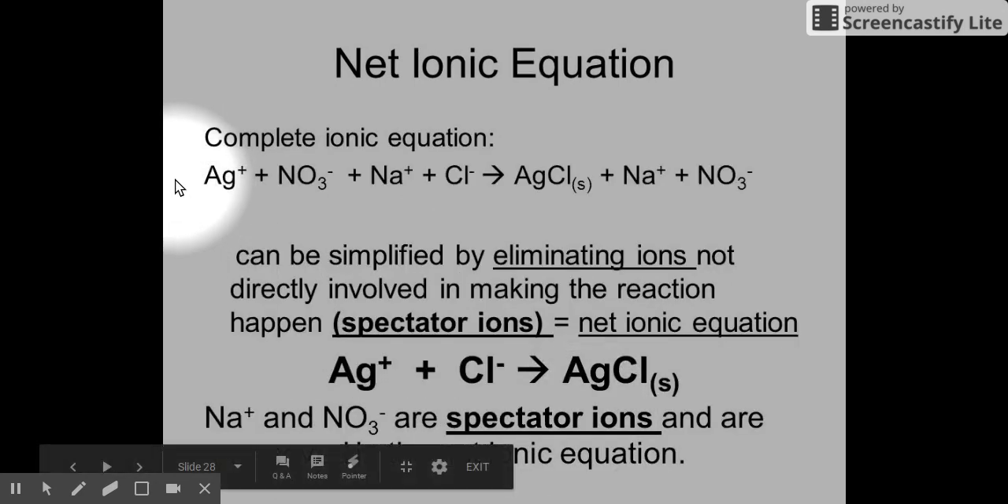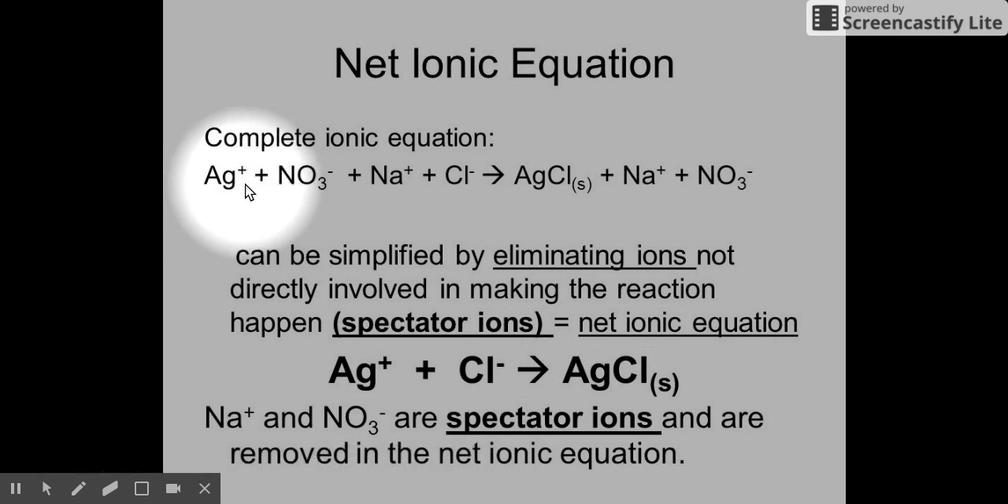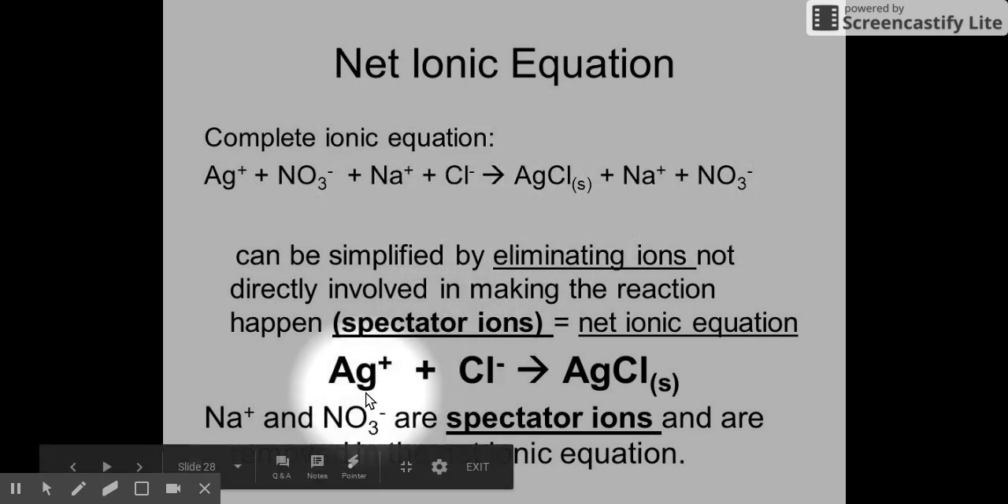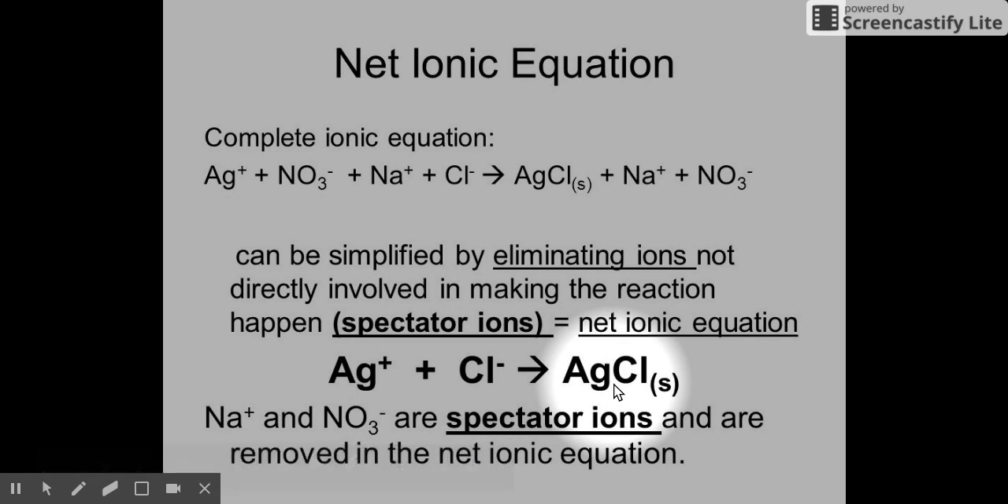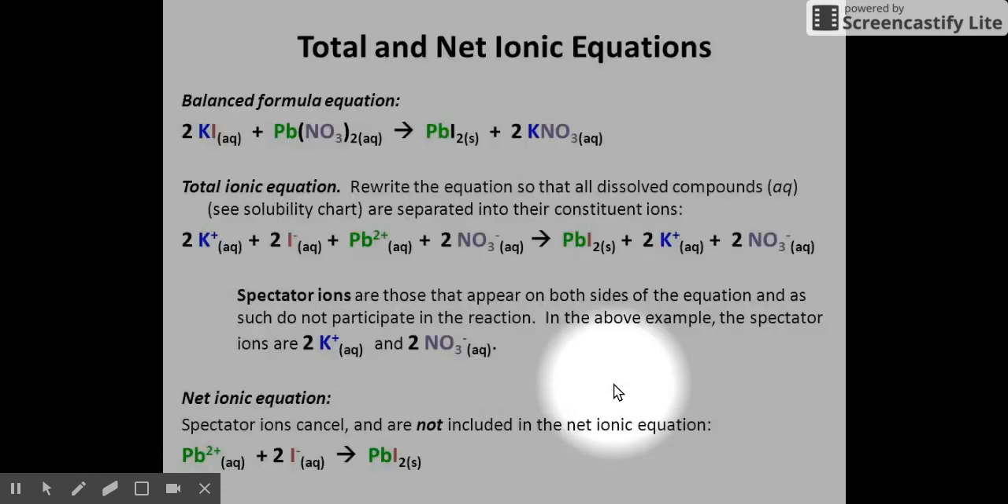Last example is for silver nitrate and sodium chloride. It's the same thing. You're given already the complete ionic equation, so right away you just figure out what you can cancel out. That means you can cancel out your NO3 and your Na plus and Na plus. And so you're left with Ag plus and Cl negative, forming your insoluble precipitate, your silver chloride. Take note that what you cancel out are what we call the spectator ions.